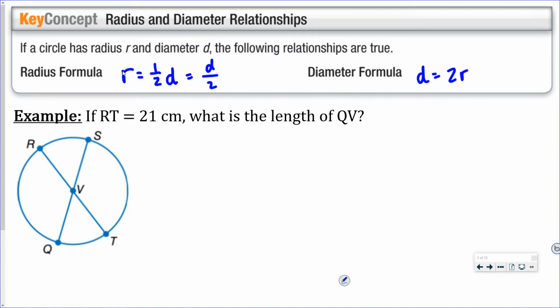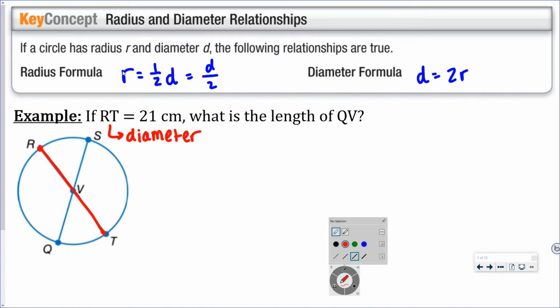Okay. So here's a little example of this problem. It says if RT is 21 centimeters, if I'm looking at this circle V, RT is a diameter. What is the length of QV? What type of segment is QV? A radius.